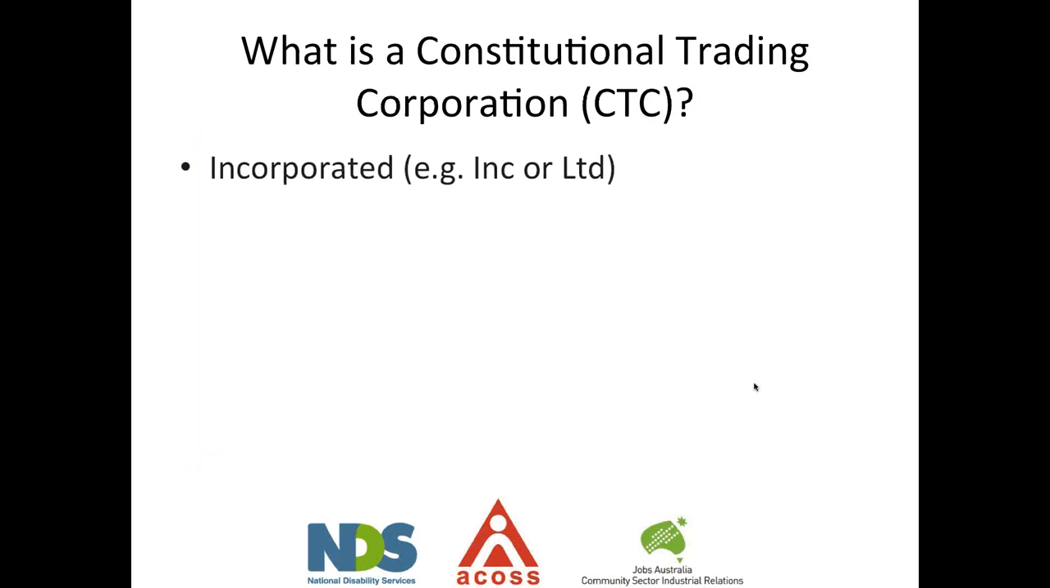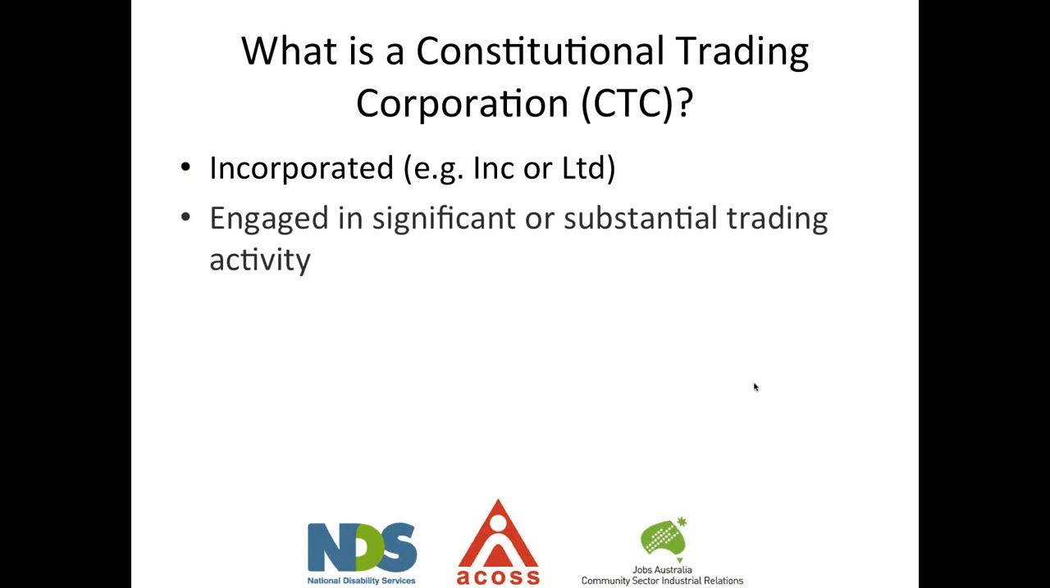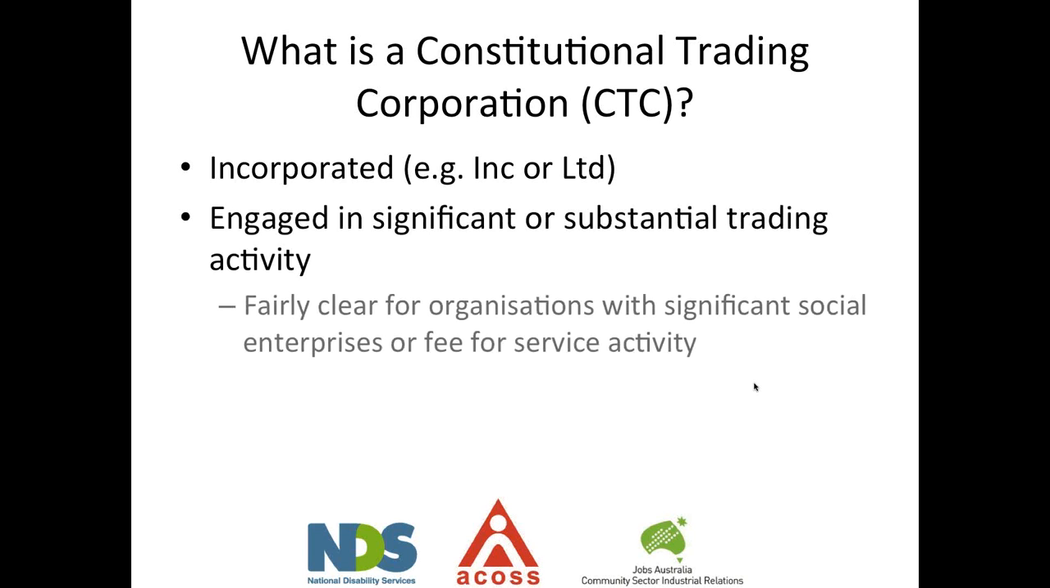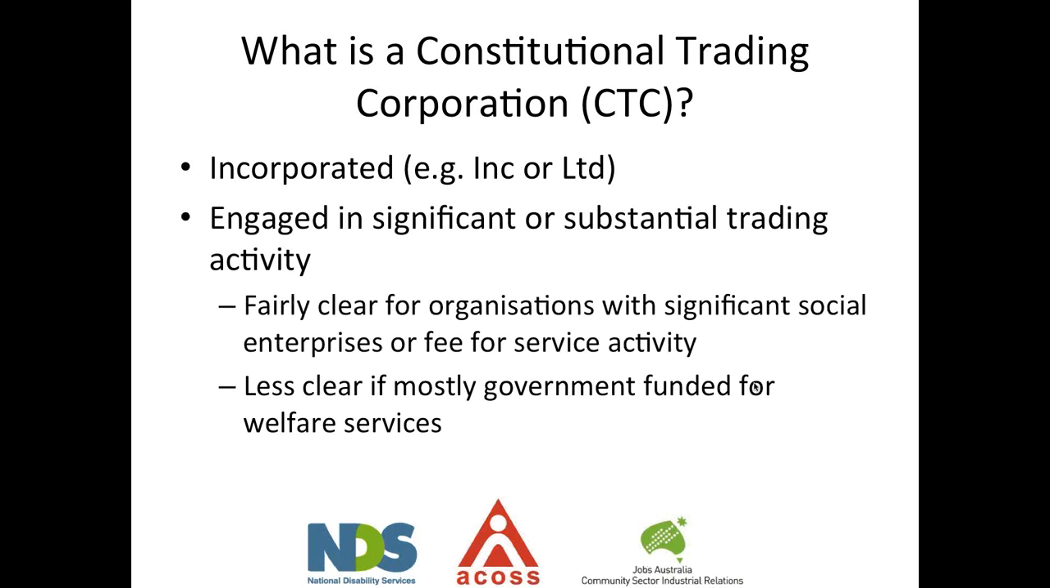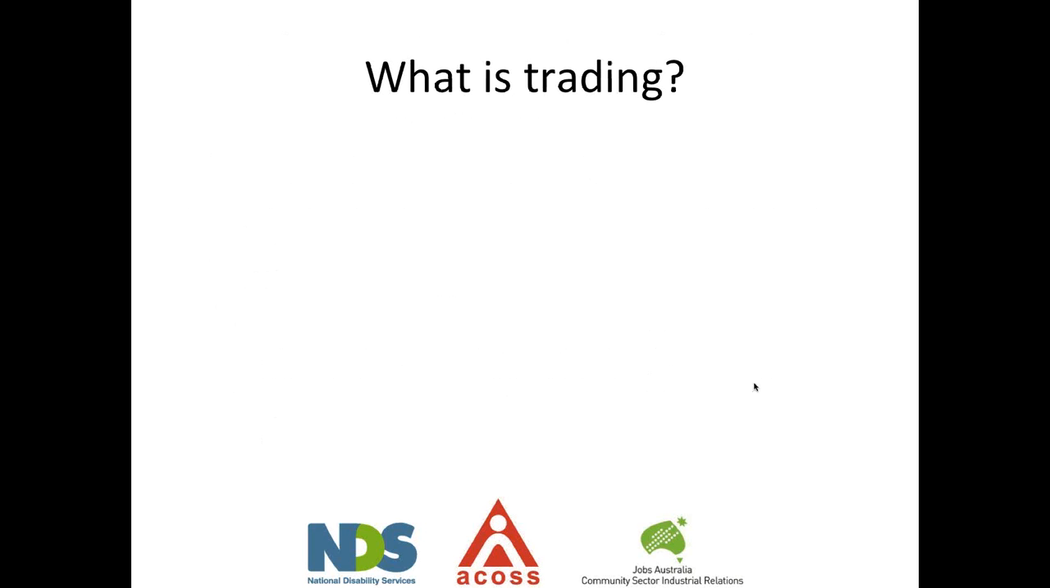So in terms of what is a constitutional corporation, you're looking at things like, are you incorporated or limited? Are you engaged in significant or substantial trading activity? It's fairly clear for organisations with significant social enterprise or fee-for-service activity. Generally, it's taken that if more than 90% of your income is arrived at from trading, then you potentially will be a constitutional trading corporation. But it is less clear if most of your funding comes from welfare services or any other sorts of government funding.